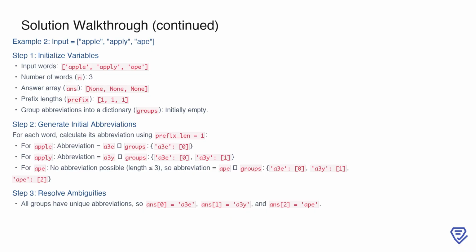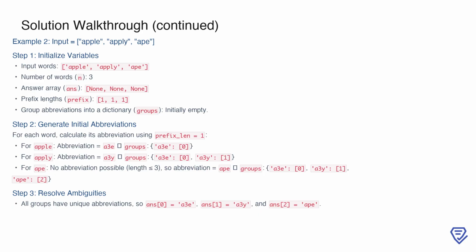For the next example, the input list is apple, apply, ape. As before, we initialize the variables. There are 3 words, so n is set to 3. The answer array ANS is initialized to none, none, none, and the prefix lengths are set to 1, 1, 1. The groups dictionary starts empty. Using a prefix length of 1, we calculate the abbreviations. For apple, the abbreviation is A3E, which is added to the groups dictionary under the key A3E. Similarly, apply becomes A3Y and is grouped separately.